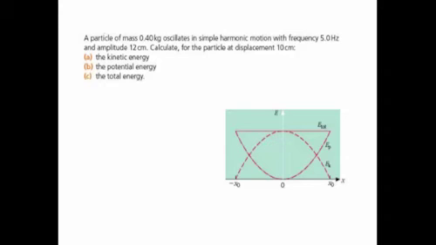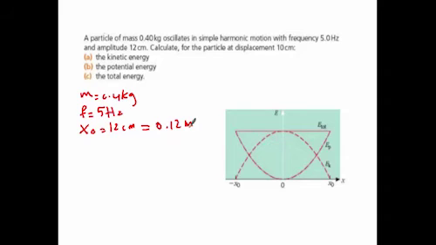A particle of mass, or an object of mass 0.4 kg, which is oscillating in simple harmonic motion with frequency of 5 Hertz. Always you have to write the given. And amplitude of 12 centimeters, so we have x naught equal to 12 centimeters, which is 0.12 meters.